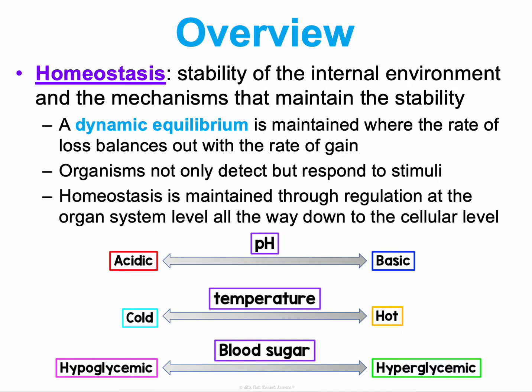At the bottom here, there are three different examples that you can see. The first one is pH, and you can see there is an acidic side and a basic side, and we want to be kind of in the middle here. So that's the range for pH. For temperature, obviously it's going to be either cold or hot. And for blood sugar, it can either be hypoglycemic or hyperglycemic. These are just three general examples, and there's plenty more we could come up with, of different factors that must be kept within a specific range in order to help maintain homeostasis.